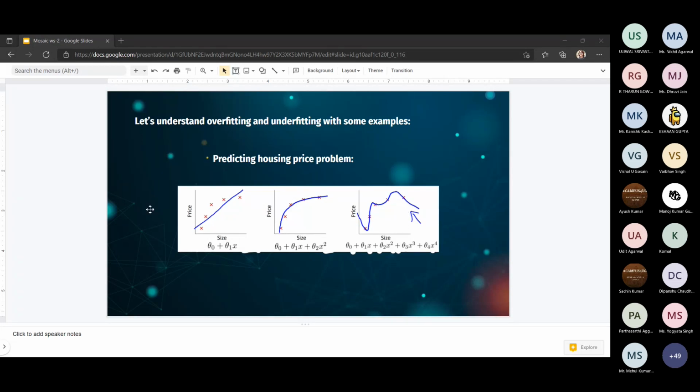Okay. So here in the figure, I have three plots of different models which are used for predicting housing prices with a different number of inputs. Below each image there is a hypothesis function for each model, depending upon the number of input features.